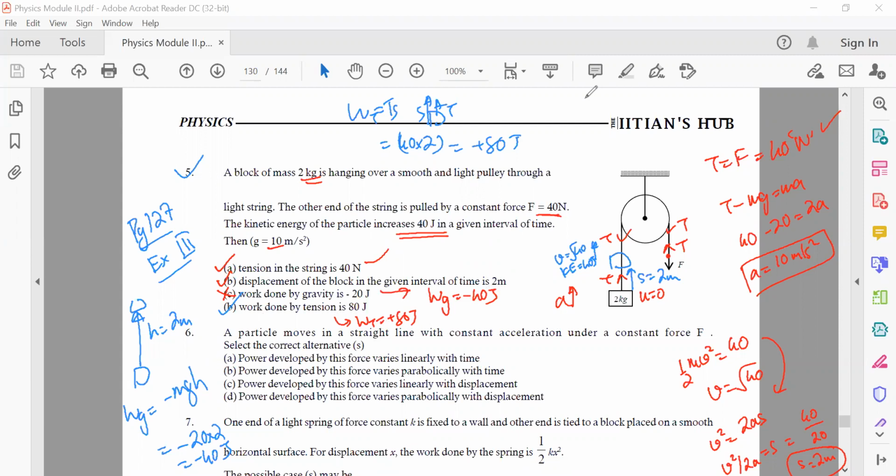So hope this question is clear, people. Prince, you have any doubt in this? Okay, let's pick up the next question in our doubts.